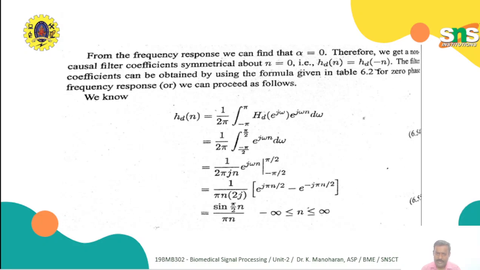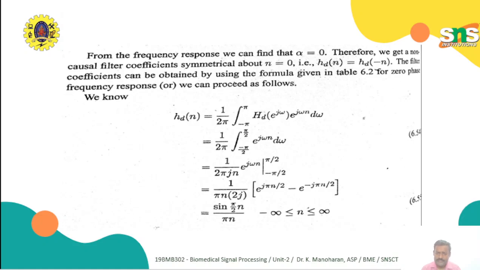Look at this. I am taking this as sin n pi by 2. Remaining, I have only n pi. Look at this, we can put it as n pi. So this is the integral value for this h_d of n. So here we need to find h_d of n. For the n value we can substitute it.